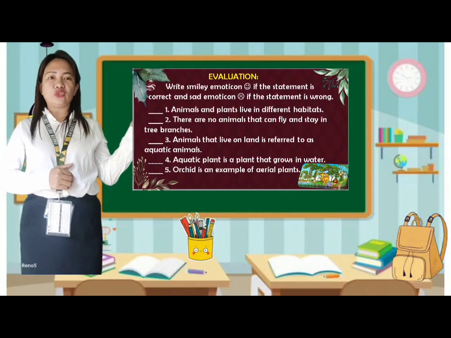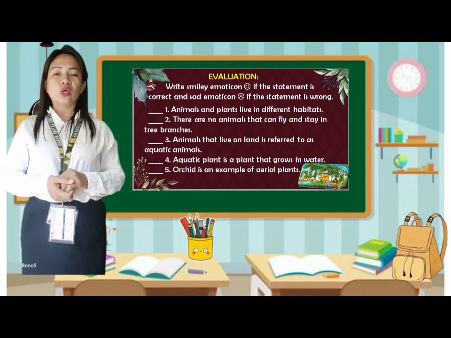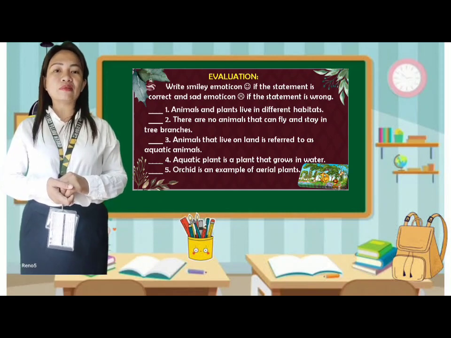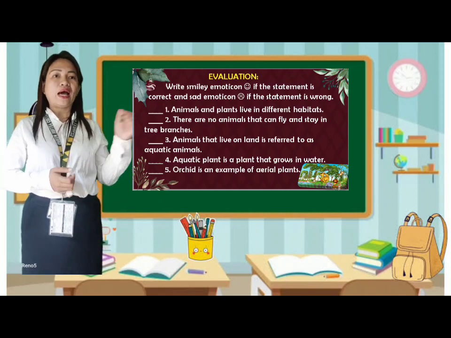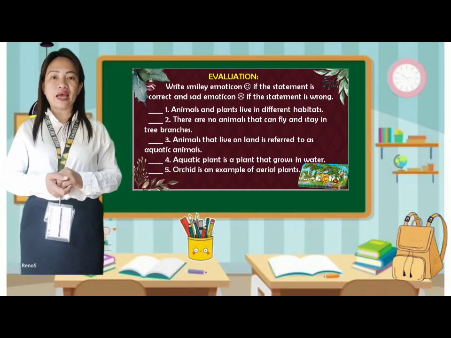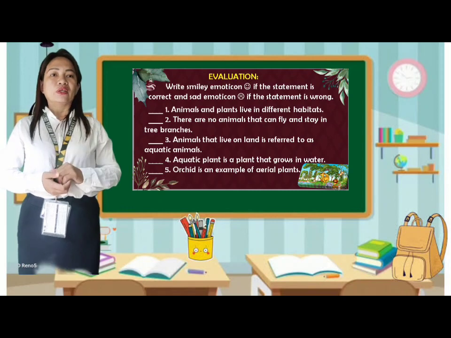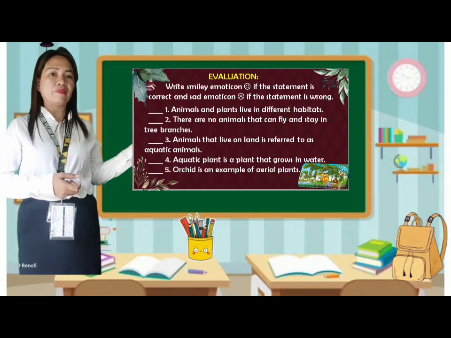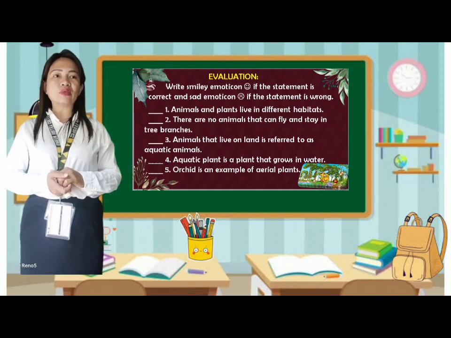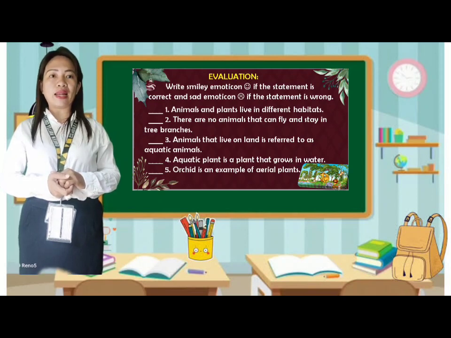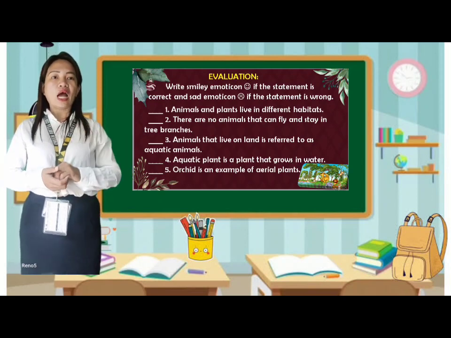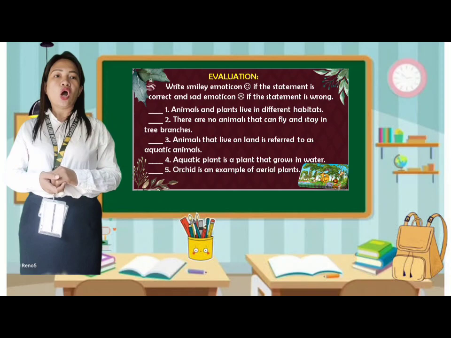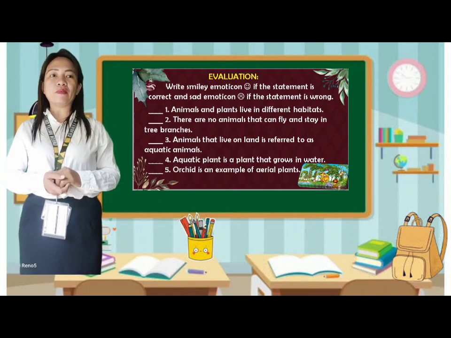For our evaluation, write a smile emotion if the statement is correct. Write a sad emotion if the statement is wrong. Number 1. Animals and plants live in different habitats. Number 2. There are no animals that can fly and stay in tree branches. Number 3. Animals that live on land are referred to as aquatic animals. Number 4. An aquatic plant is a plant that grows in water. Number 5. Orchid is an example of an aerial plant.